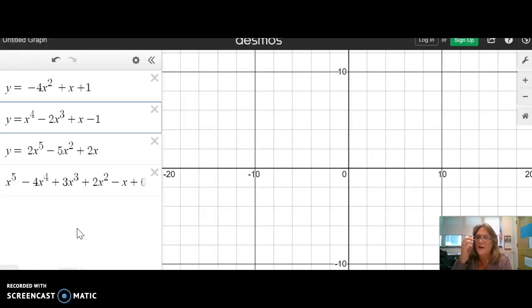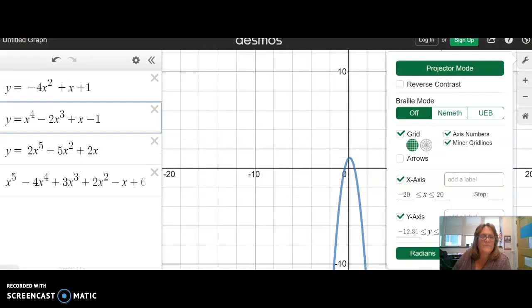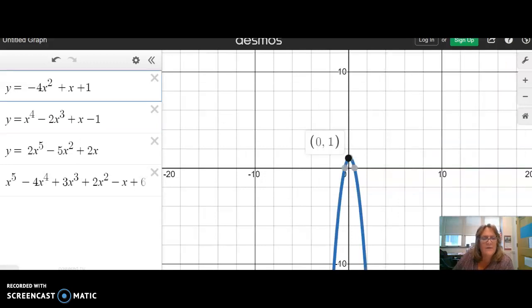Okay, so I've got a couple of things graphed in Desmos. So let's look at this very first one. And let's see if I can make it a little bit bigger. That's about as big as it gets. Okay, so I'm going to look at this graph, and there are certain points there that I'm looking at.